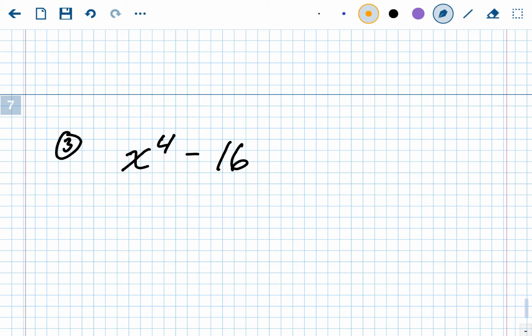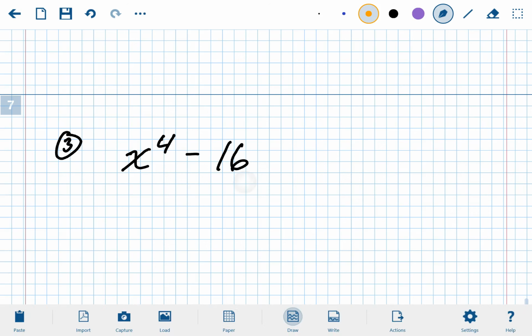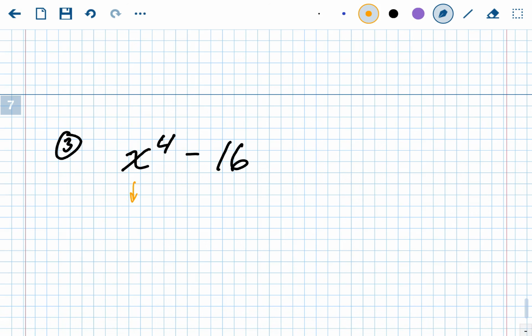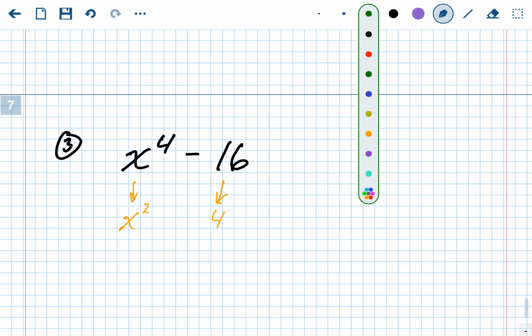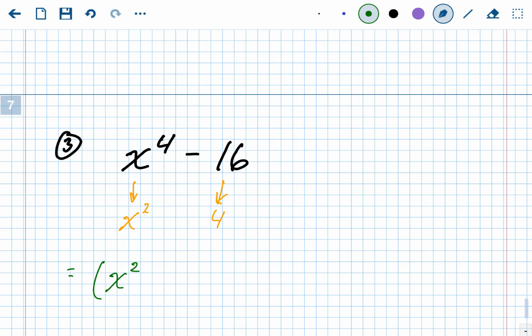Is this a difference of squares? And yeah, it is. The first term is a perfect square. Okay. X to the fourth power is x squared times x squared. Remember, any exponent with an even power is a perfect square. And then 16 is 4 times 4. So the first factored form for this is going to be x squared plus 4 times x squared minus 4.